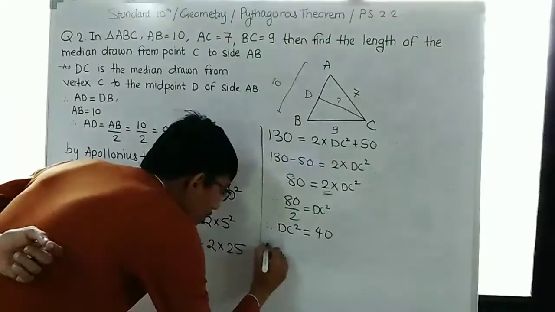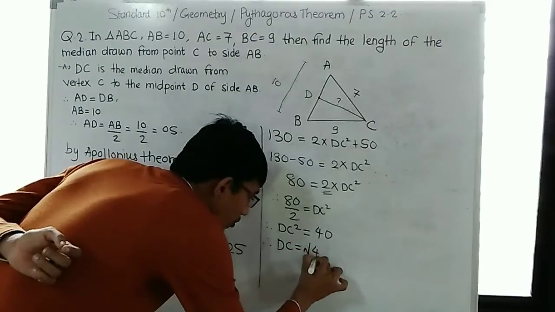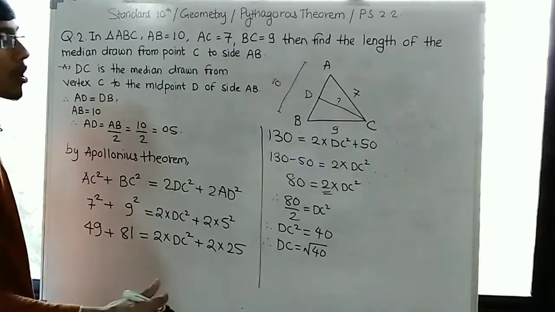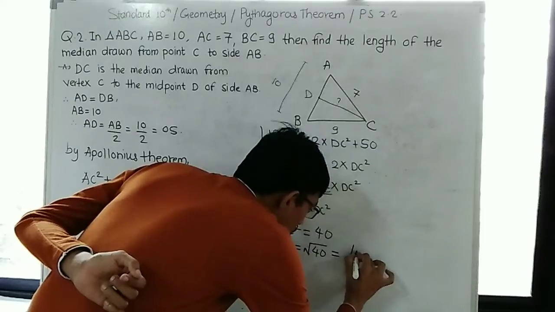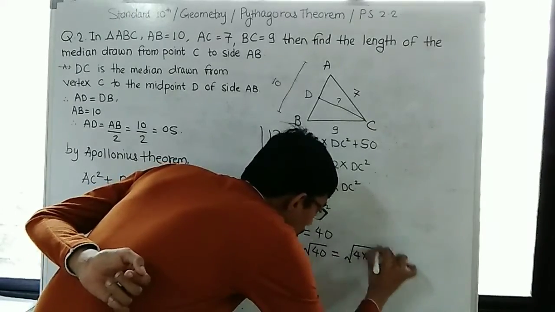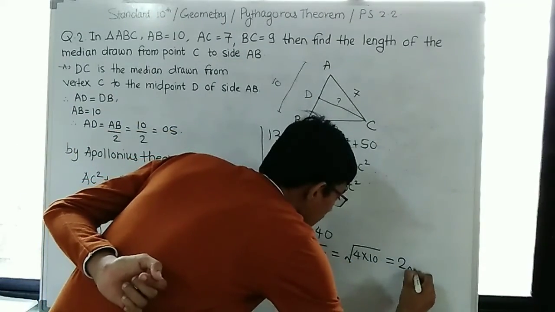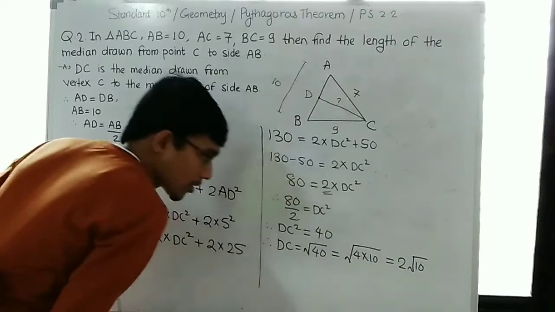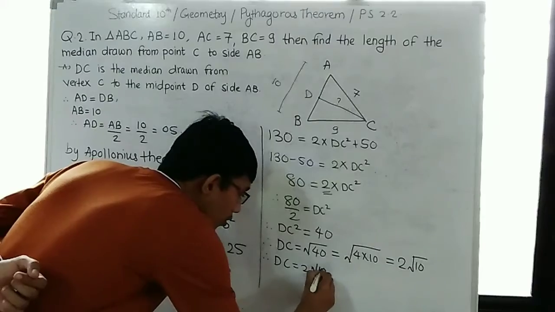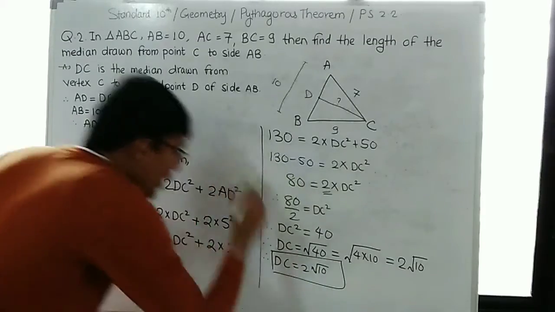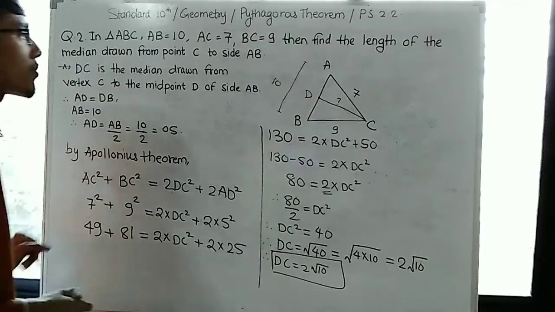Now if we take the square roots on both the sides, we will get DC is equal to under root of 40. Now 40 is not a perfect square, so what we can do, we can write 40 as 4 into 10, and we know the square root of 4 is 2, so we will get the answer 2 root 10. Therefore DC is equal to 2 root 10, and this is the required answer. So this is the solution for question number 2.